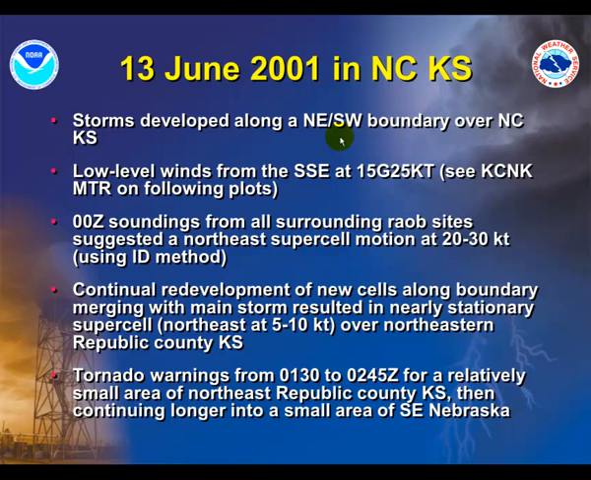We had storms developing along a northeast to southwest oriented boundary over north central Kansas. The winds in that area in the warm sector were from the south-southeast at 15 to 25 knots, and I'll show you the Concordia observation on the following plot.